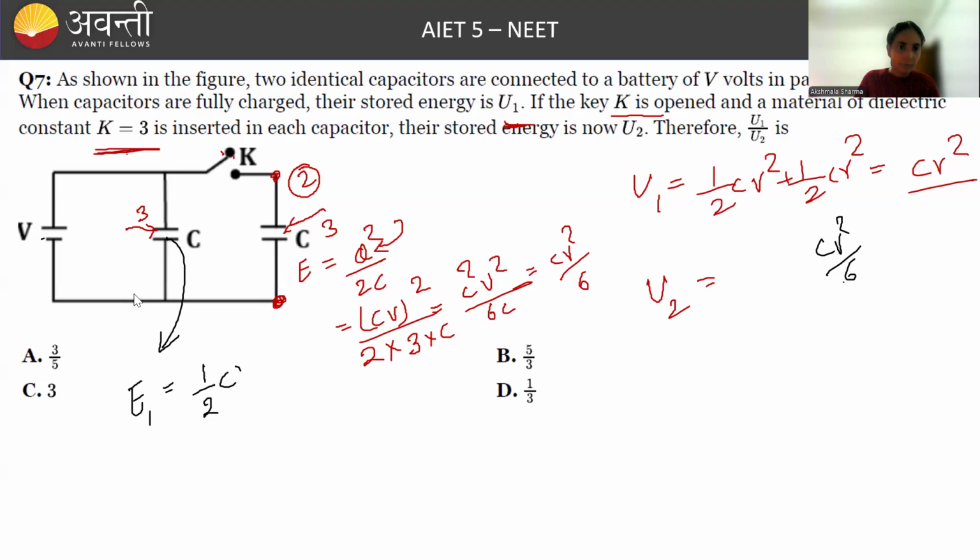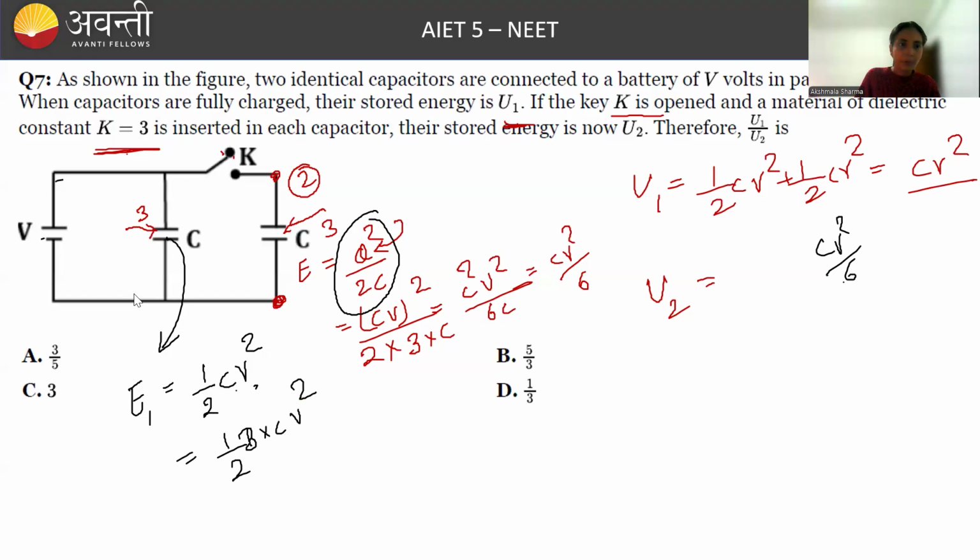If we use the formula half CV square, then half C will change K times. Why didn't I use this formula? Because in the first case, Q is also changing and C is also changing. That is why I've simply used this one, because here only C will change: 3 into C into V square.